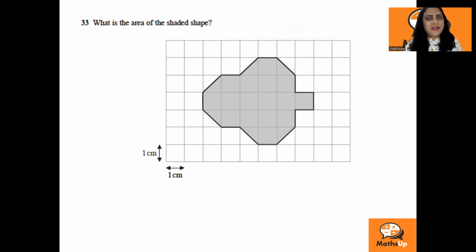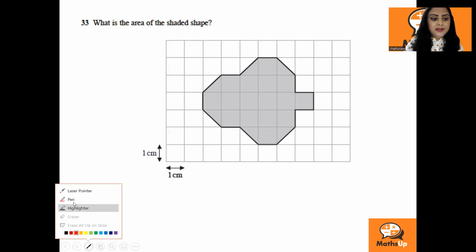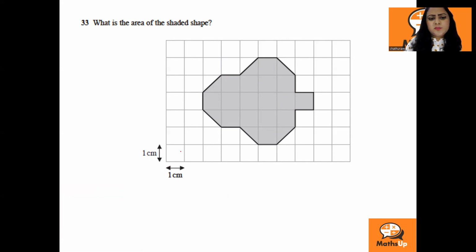You have to find the area of the shaded shape. You can see this shape is drawn on a grid, and the most important information given is that if you take a small square, the length is 1 centimeter and the width is also 1 centimeter. So the area of a square you can find by multiplying length by width. Therefore, the area of this small square is 1 times 1, 1 square centimeter.